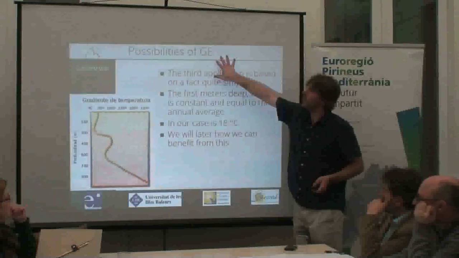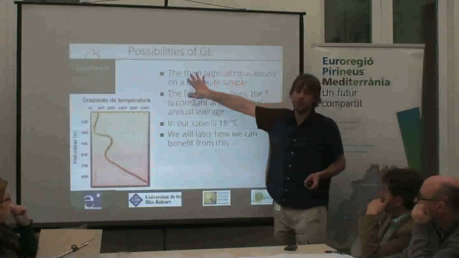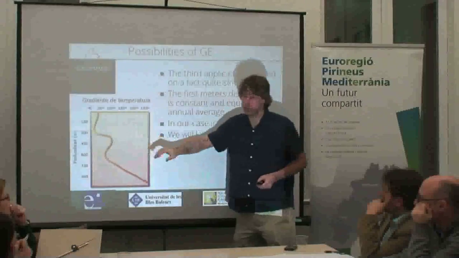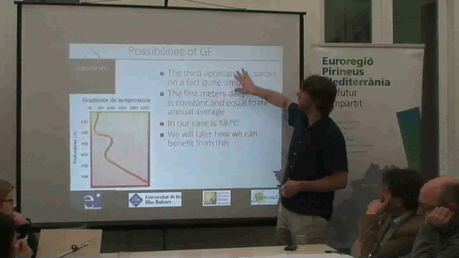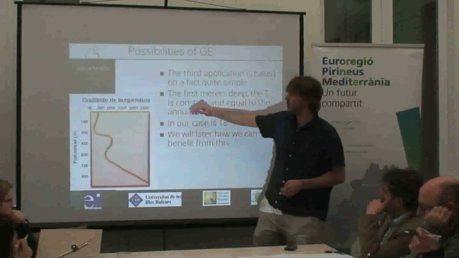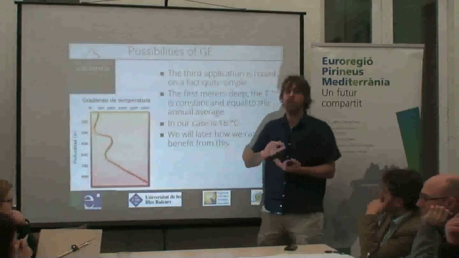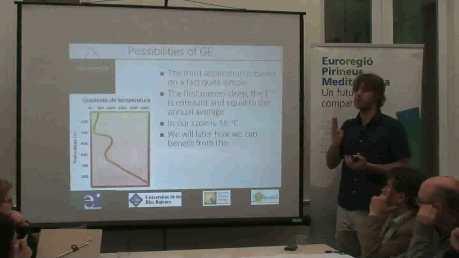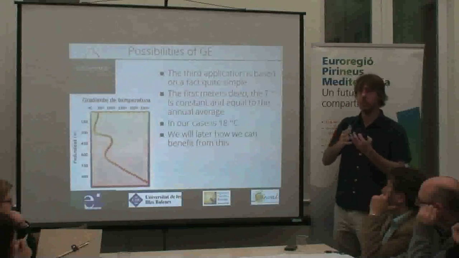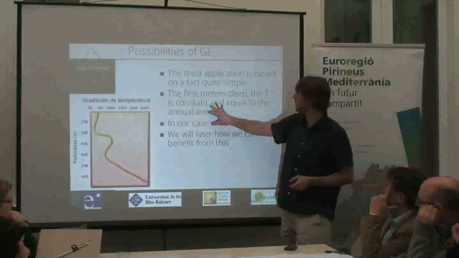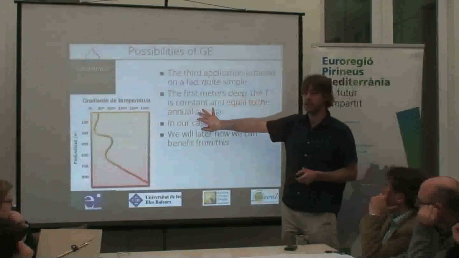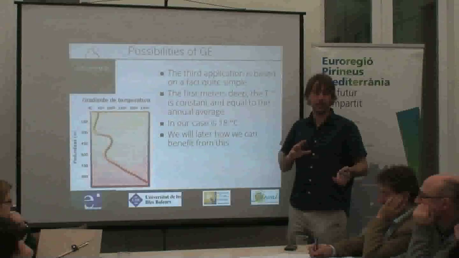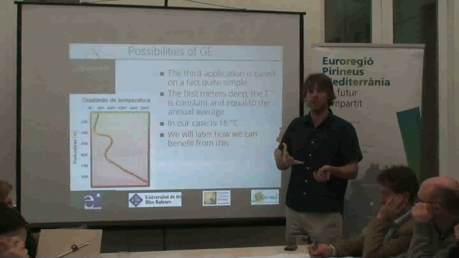So we explain one of the principles of geothermal, which is the subsoil temperature. This is the third application. In the first meters, the temperature of the subsoil is constant. It's more or less the same. It can shift a little bit, but it's normally equal to the annual average temperature of the surface, more or less. And here, it's 18 degrees.